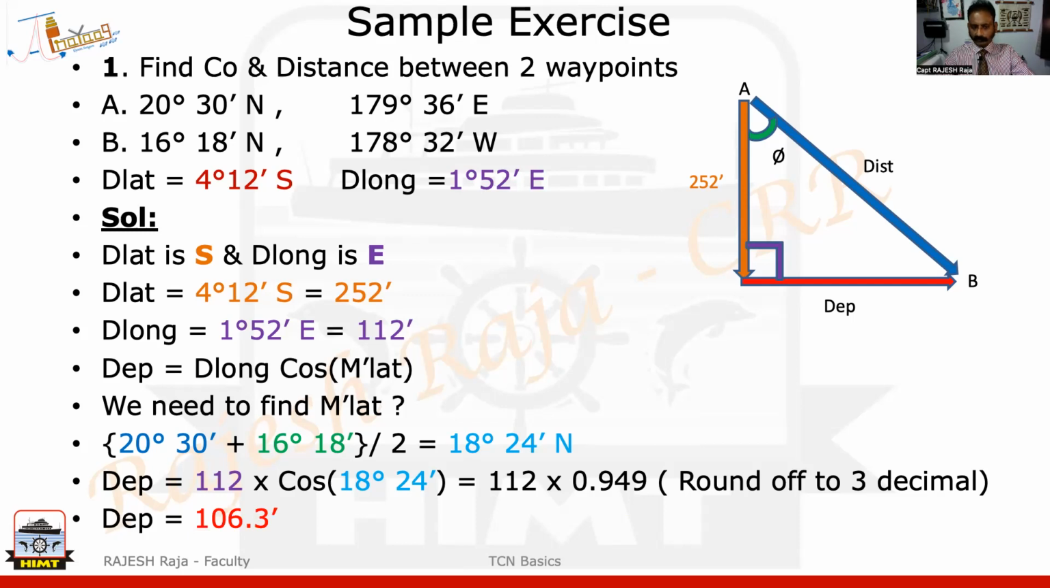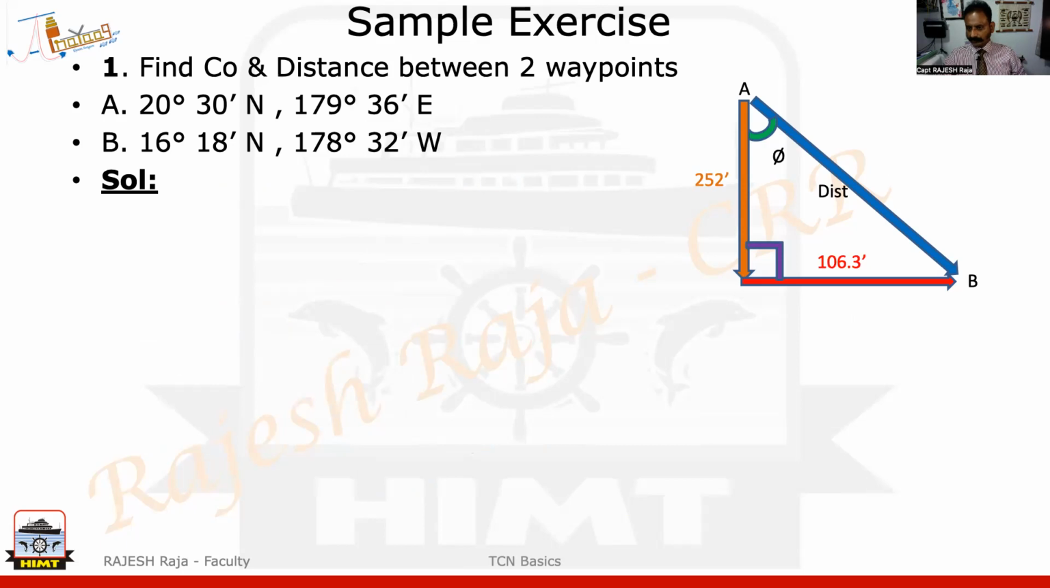So with the fourth formula, which is your departure is equal to d long of cos mean lat, I found out departure. Okay, I'm going to put this departure in the next diagram. One by one, I'm going to put the values, whichever I'm calculating. You can see I've already substituted departure as 106.3, which I found out. Now I have 2 sides. Third side is not known. The quadrantal angle is also not.